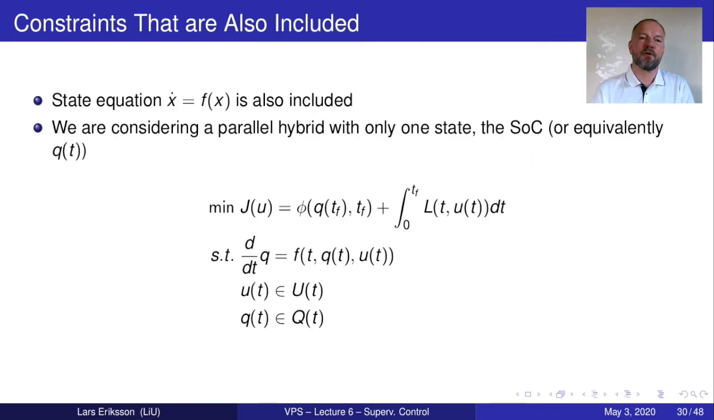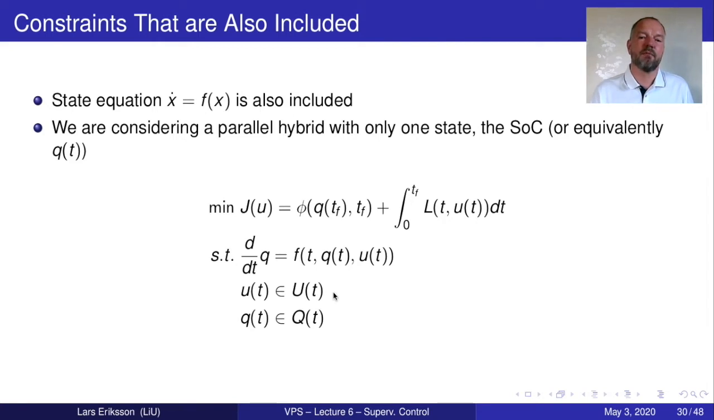In the optimal control, we have the state equation. That's also included, where we have a description of how the state evolves over time. So we're considering a parallel hybrid with only one state, the state of charge, or equivalently Q of t is our state. So this is the problem that we were mainly working. We have our criterion function, then we have our differential equation, where we are looking at the state of charge and we are using that over the drive cycle to optimize the fuel economy. Then the control must be in the allowed region, for example.